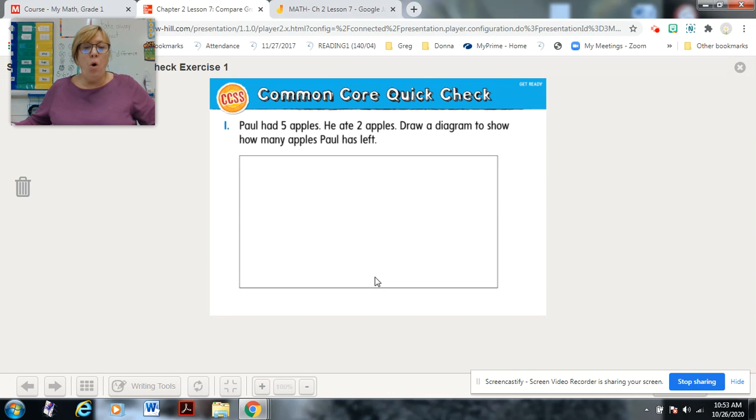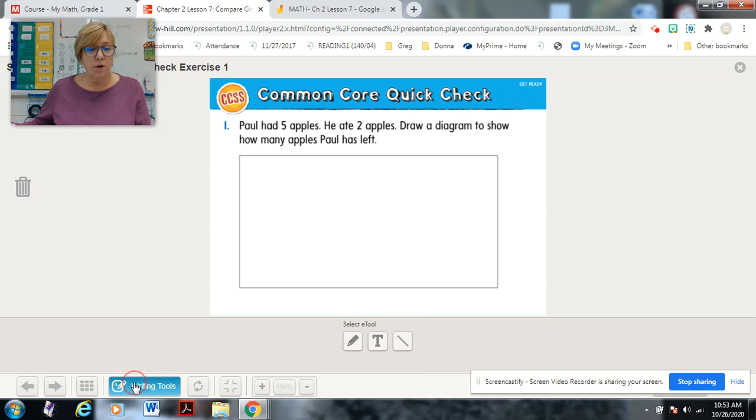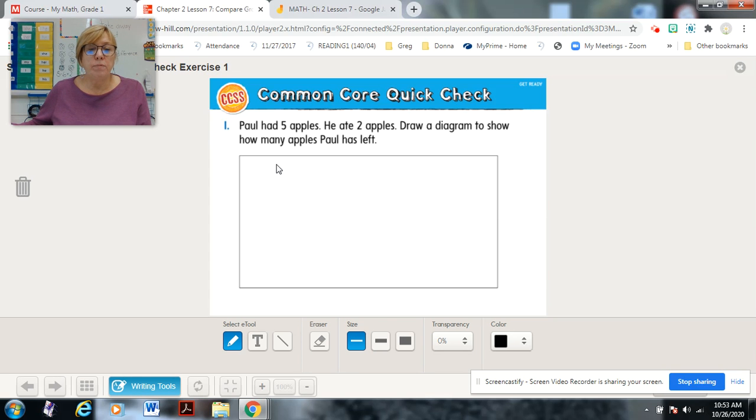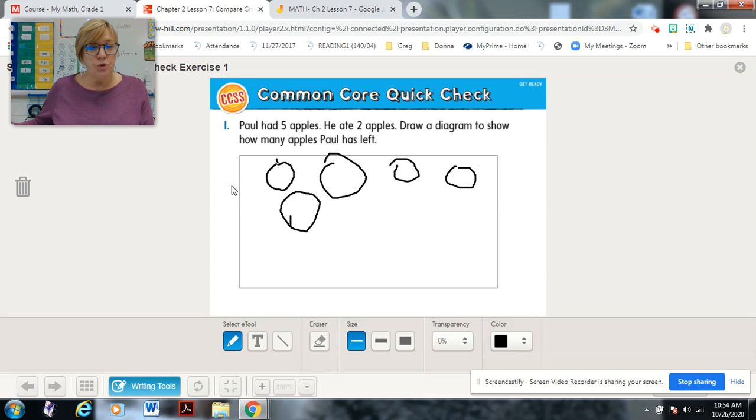Okay, now this one, it said Paul had 5 apples. He ate 2 apples. Draw a diagram to show how many apples Paul has left. Okay, so here we go. You draw apples. Now, I'm just going to draw 5 circles. If you want to put a little stem on it, you can. Oh, that's a big fat one. 3, 4, and 5. Okay. All right. He ate 2. 1, 2. How many apples does he have left? That's right. Good job. 3 apples left.